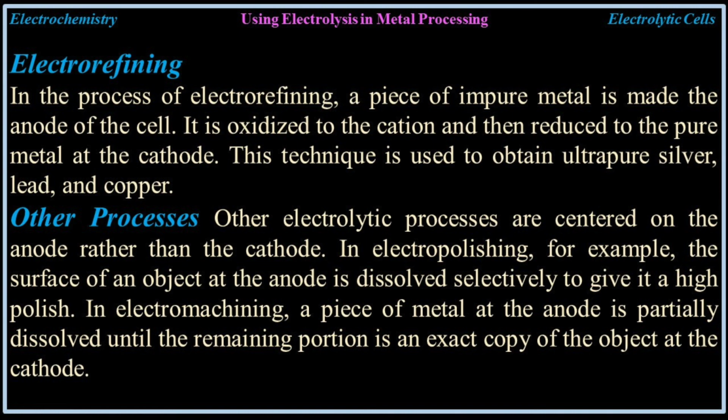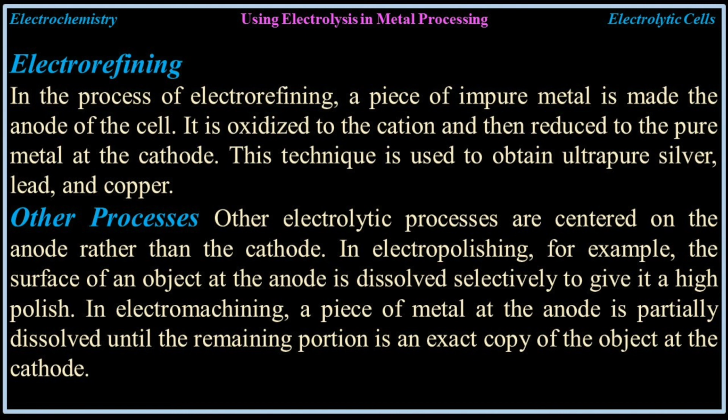Electrorefining. In the process of electrorefining, a piece of impure metal is made the anode of the cell. It is oxidized to the cation and then reduced to the pure metal at the cathode. This technique is used to obtain ultra-pure silver, lead, and copper.